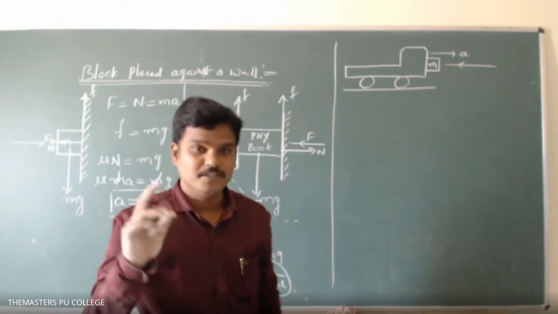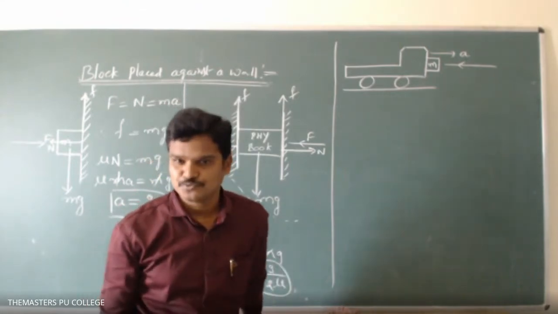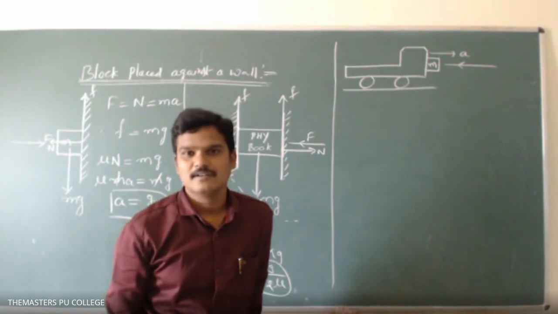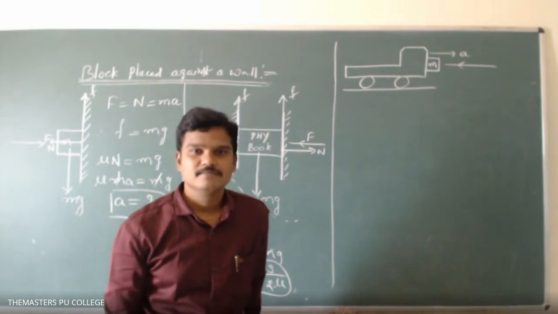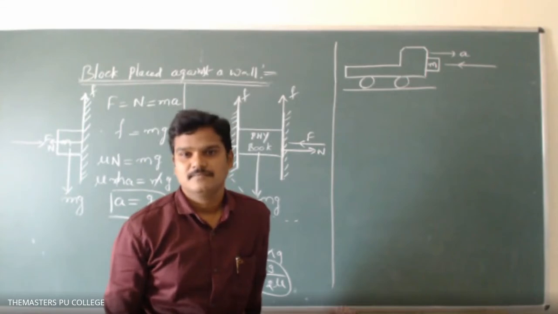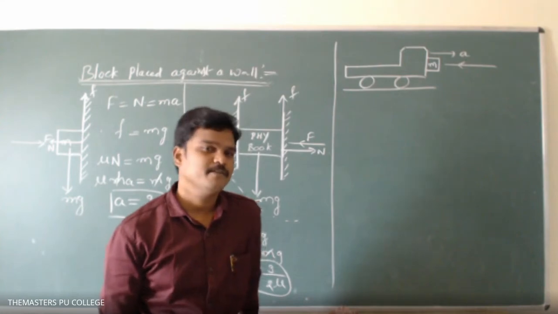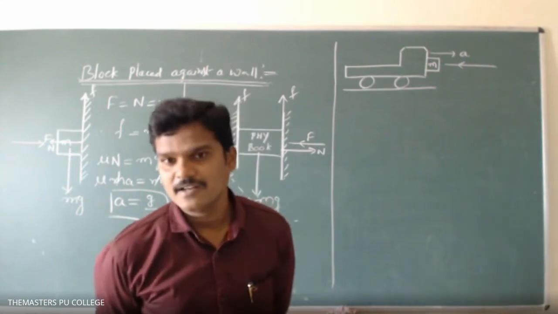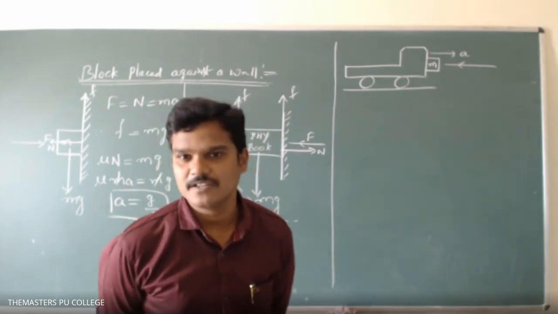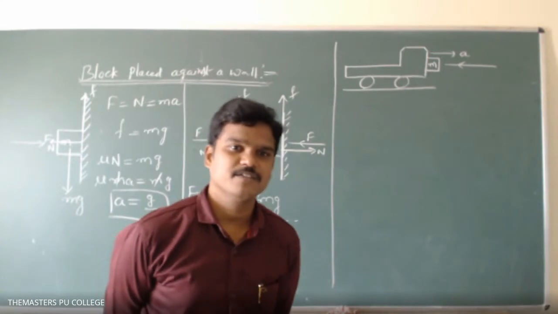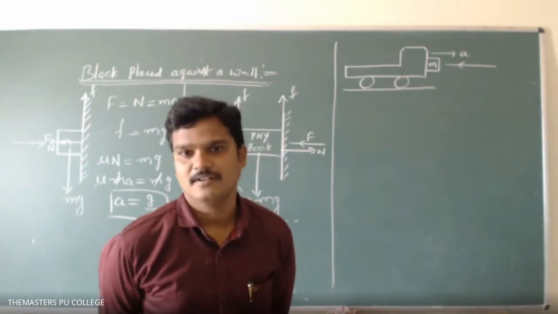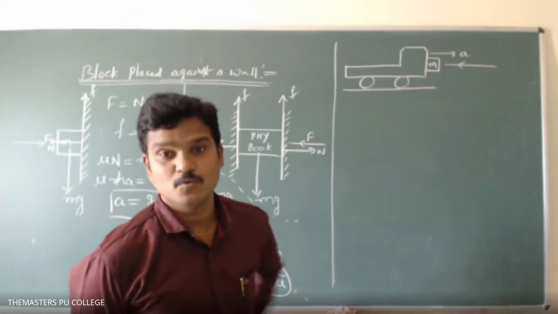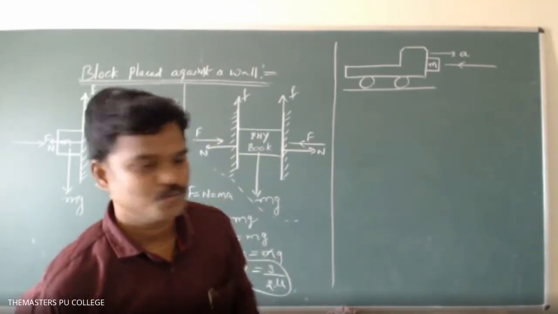Yes, sir. Let us find that condition. Means with what acceleration the truck has to move so that the block is in contact with the truck. Got my point? What is our target? We need to find out the acceleration of the truck so that the block is in contact with the truck. If the acceleration of the truck is very less, the block falls. Let us see with what acceleration the truck has to move.